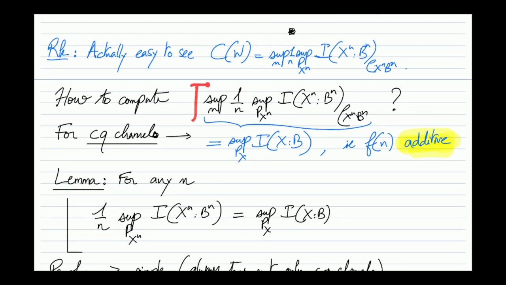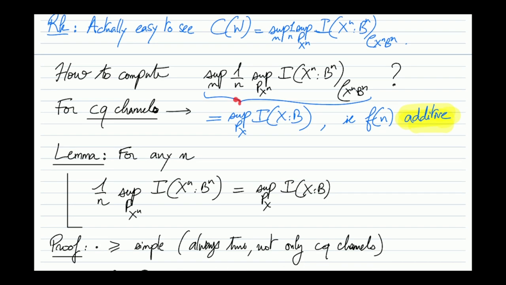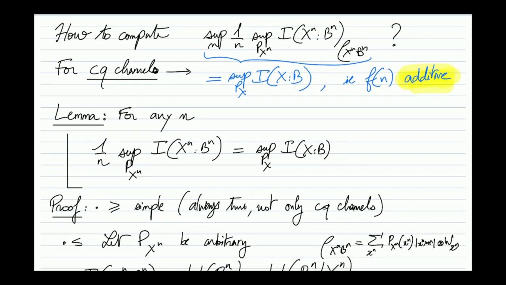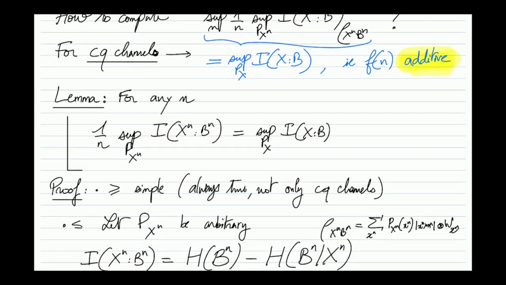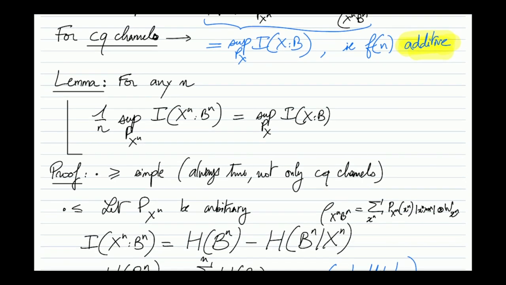So we want to evaluate this expression. And we'll see here that for classical quantum channels, this reduces to just applying this on one copy, which is equivalent, again, to showing that this PX can be chosen to be product. Okay, excellent. So let's show this. This is a simple lemma.